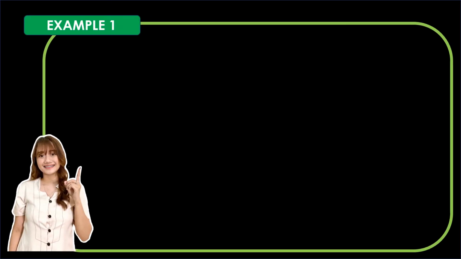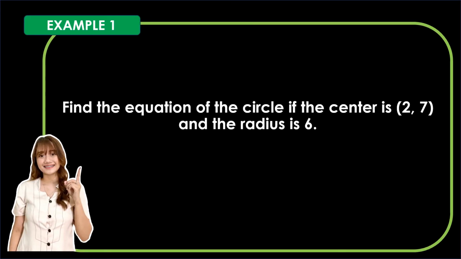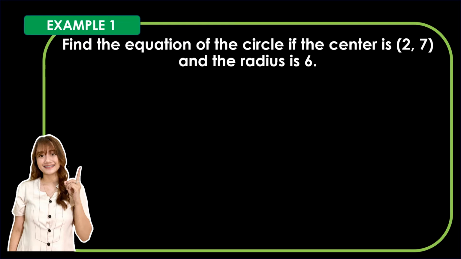Now, let us have some examples. Example 1. Find the equation of the circle if the center is (2, 7) and the radius is 6. Now, to answer this problem, we must first know what is asked and what is given. In this problem, it asks for the equation of the circle given that the center is (2, 7) and the radius is 6.